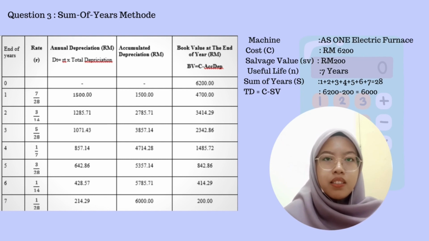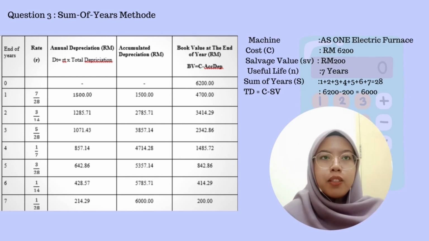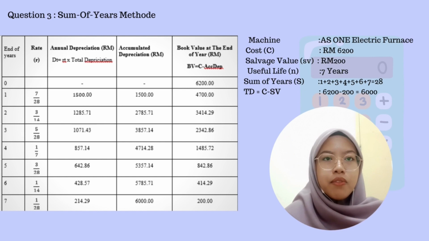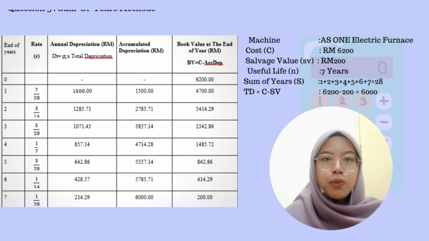Accumulated depreciation and book value at the end of year using the formula BV equal to C minus accumulated depreciation. At the end of year 7, we get the annual depreciation 214.29, accumulated depreciation 6000, and the book value at the end of year 200.